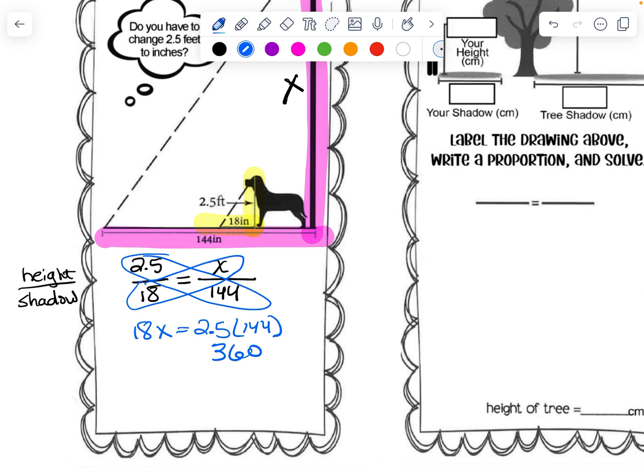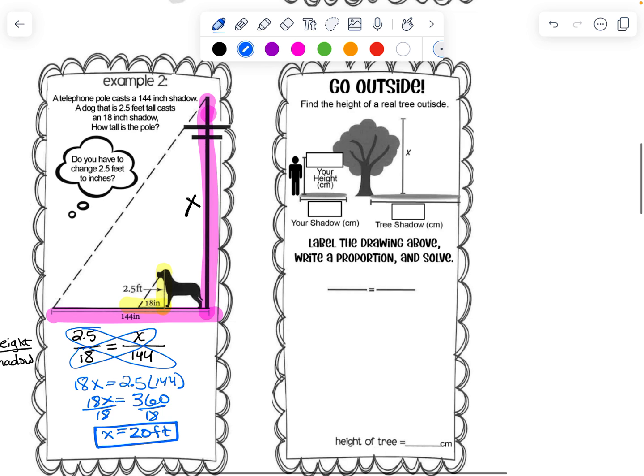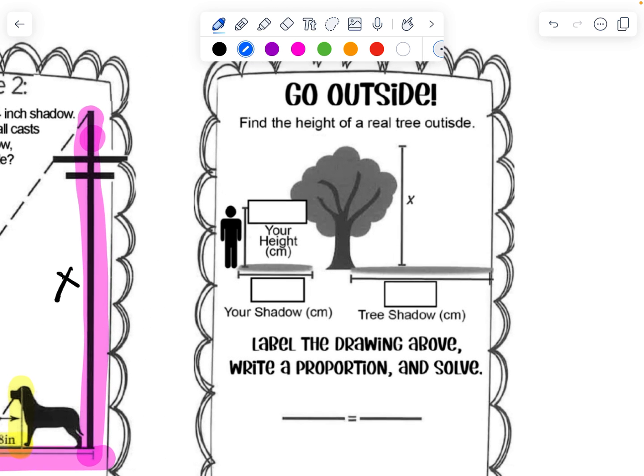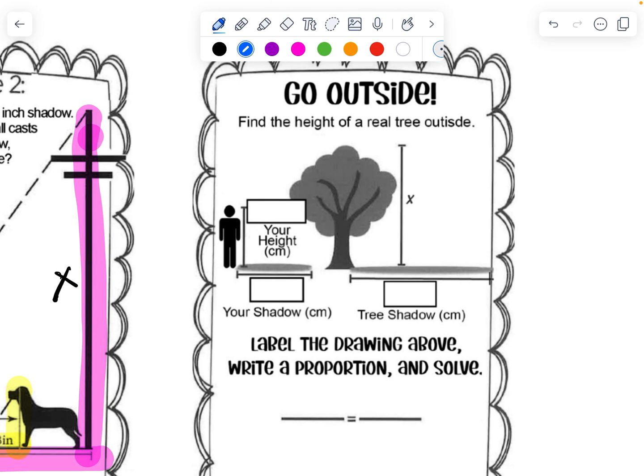All right, and then the next example is to go outside with your classmates, and your teacher will tell you which tree to measure. You're going to measure your height and your shadow and the tree shadow and figure out how tall is the tree. And then there is a next section, which is not here on my iPad, where you choose an object outside and do the same thing. So have fun.